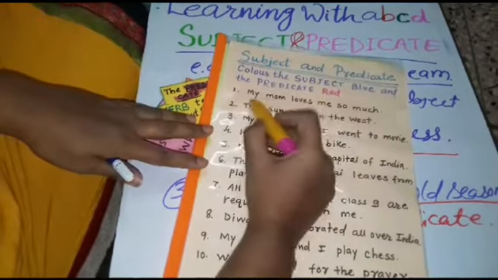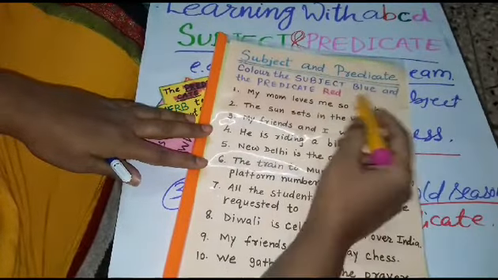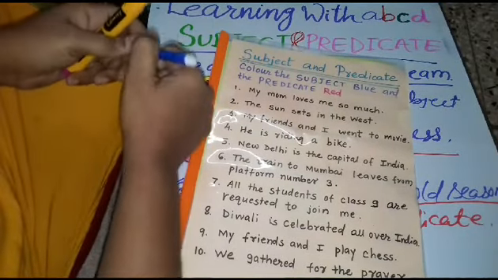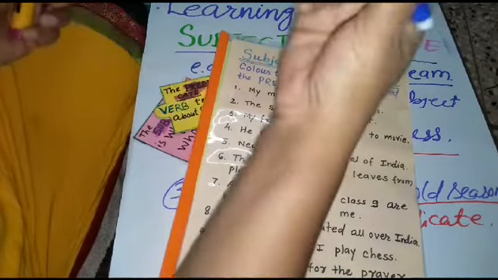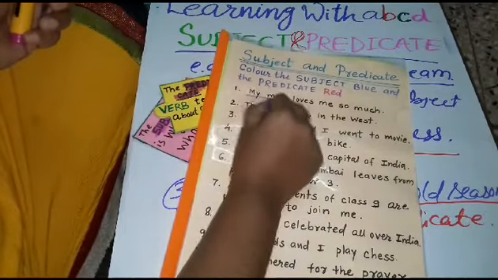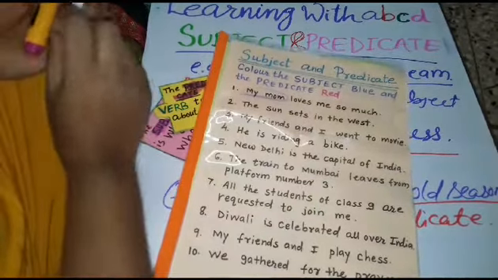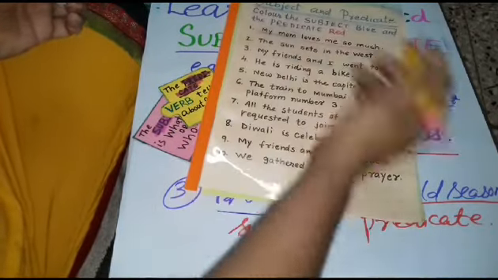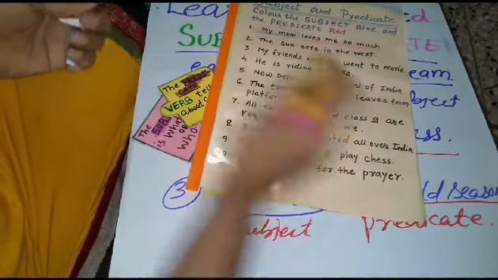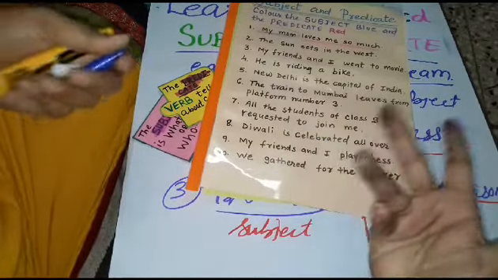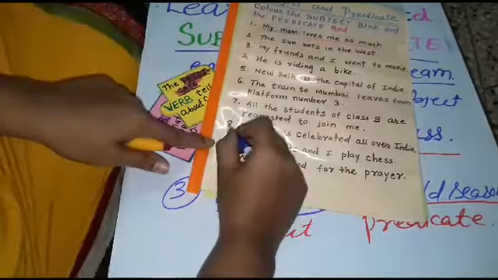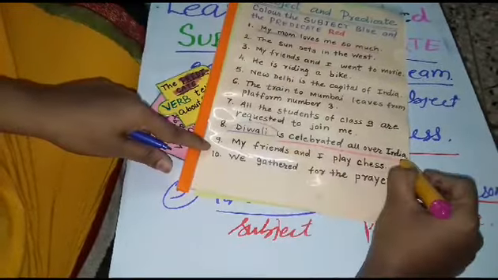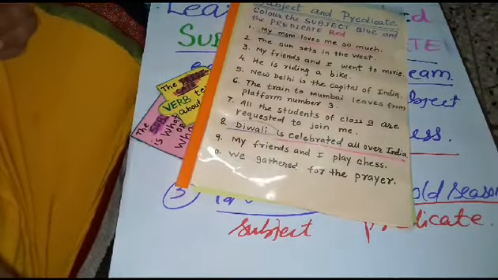For example, now my mom loves me so much. Now subject, who, if we ask the question who, then my mom. Yes, so my mom, you can circle it also, and predicate is loves me so much. Another, Diwali is celebrated all over India. So what is celebrated? Diwali. So Diwali is a subject, and is celebrated, the complete portion is predicate.